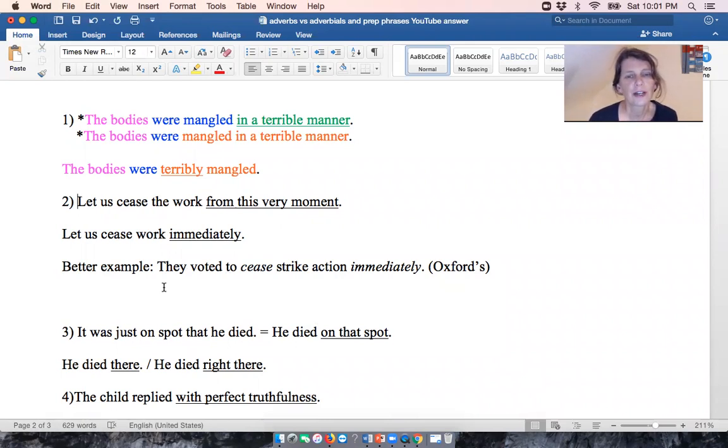They voted to see strike action immediately. Now, what I recommend instead of doing a task like this is you explain grammar holistically and you explain what structures exist in English and how they work.